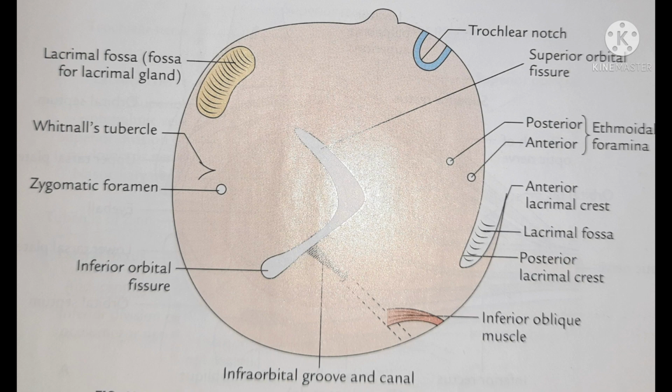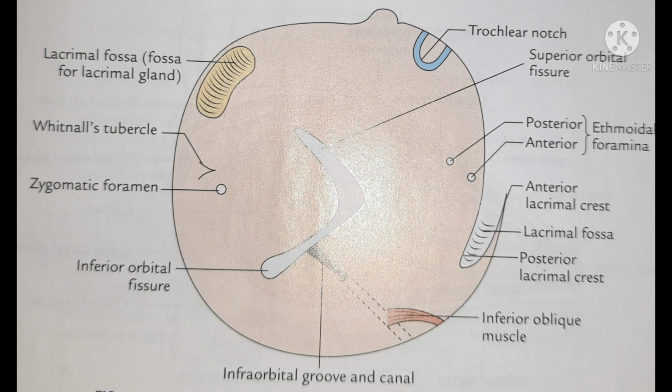The roof presents 3 features. First is the fossa for the lacrimal gland in the anterolateral part, the trochlear notch or spine at the anteromedial angle, and the optic canal at the extreme posterior part of the roof. The orbit has an apex which lies at the posterior end of the orbit and is formed by the sphenoid. More precisely, it is formed by the center of the bony bridge between the optic canal and the superior orbital fissure. The base of the orbit is open and quadrangular, and its boundaries form the orbital margins.